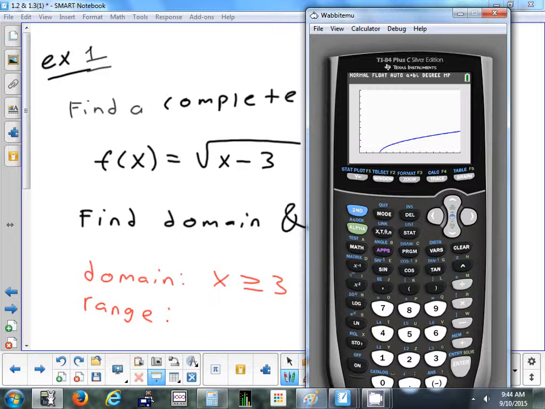How do you type into that? On your calculator, what you might have to do is press second, table setup, and then put the independent on ask. That'll allow you to type in for x. If you put it on auto, you can't.